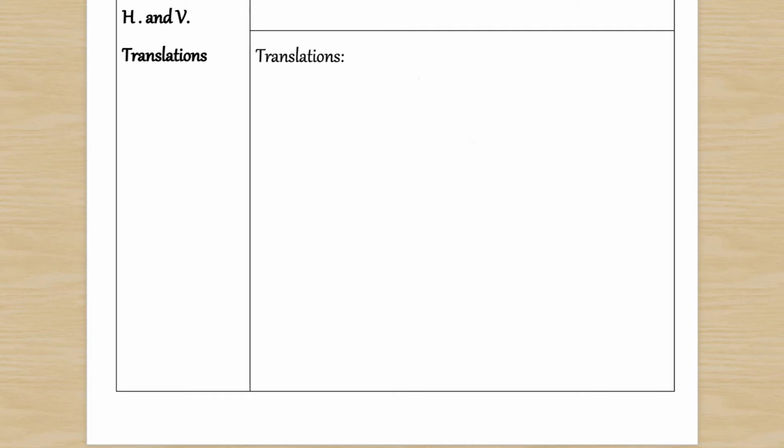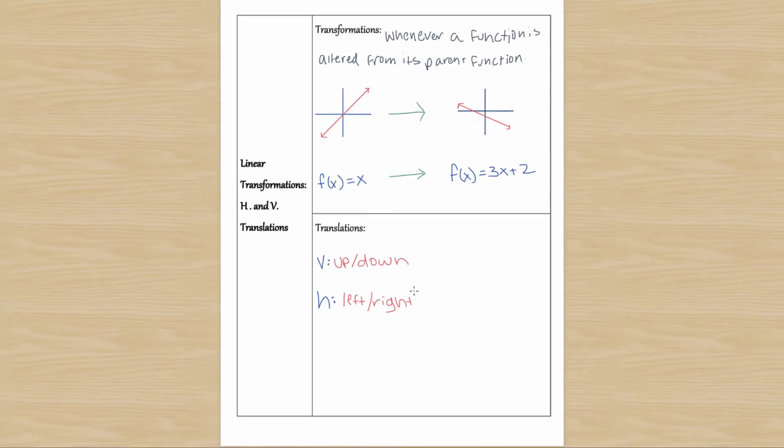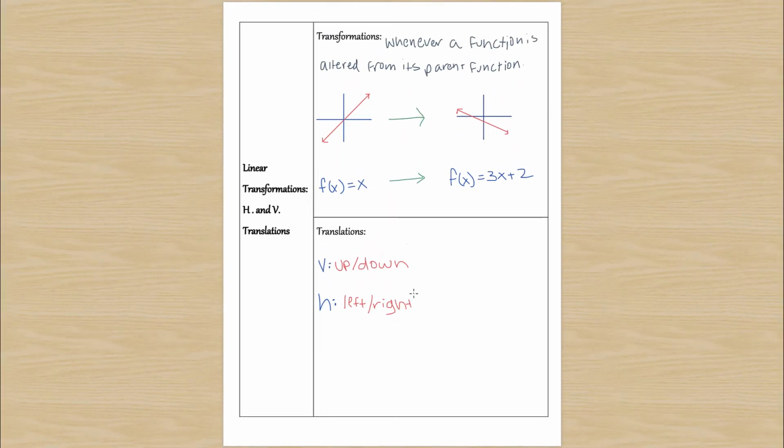Translations are basically a type of transformation. In a vertical sense, translations move the function up or down. In a horizontal sense, translations move the function left or right. Now that we've understood what translations are and what they do, let's move on to the next page to explore these in a little more depth.